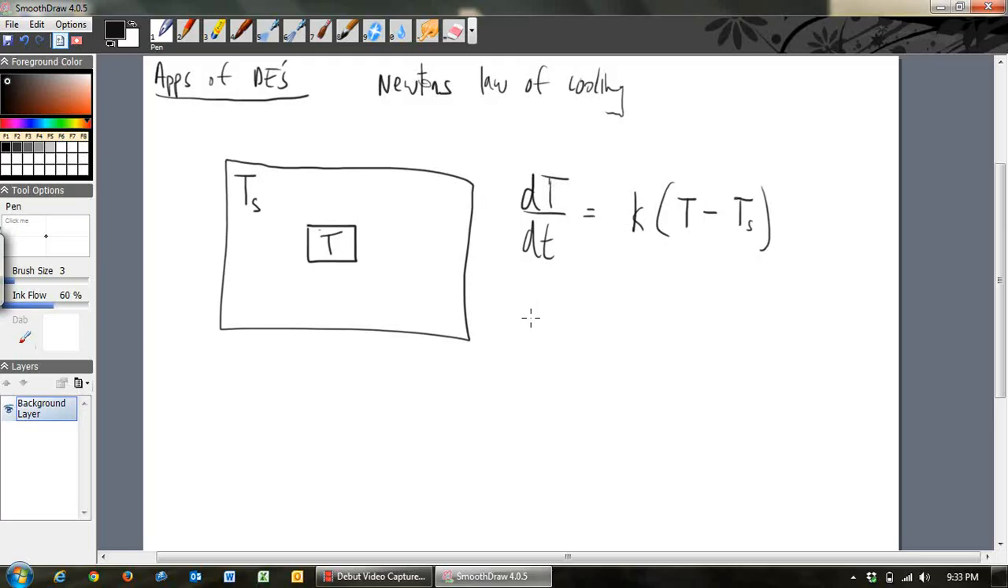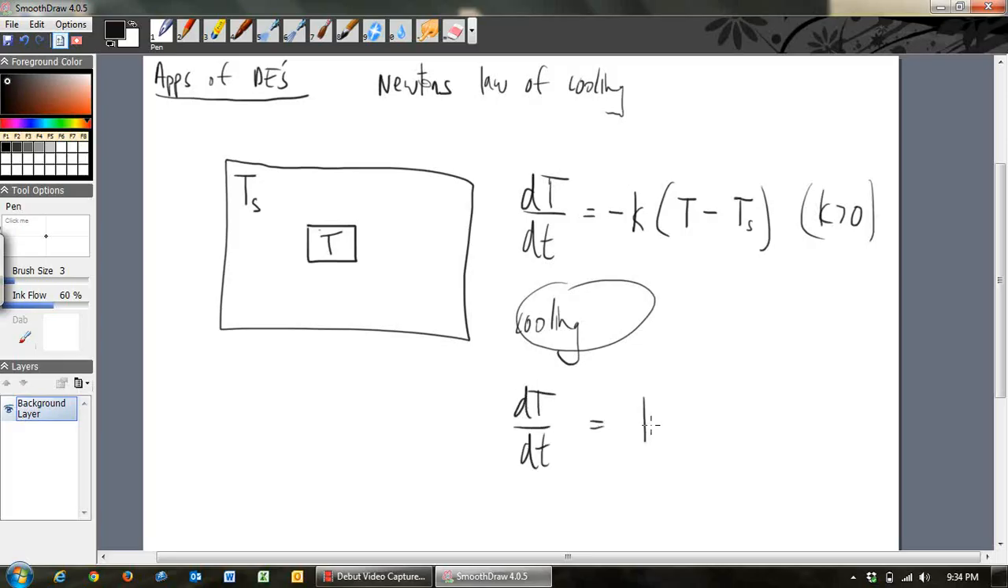Now, if it's cooling, what's happening is that the temperature is becoming less and less. And so what we can say is that it's negative K, if we're talking about K being greater than 0. Okay, so that's for cooling, because we want a negative change in temperature. If it's heating up, dT/dt is equal to K(T minus Ts). If it's heating up, then we want a positive K there. It's increasing for K greater than 0.